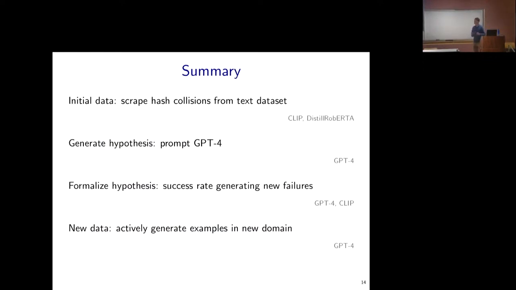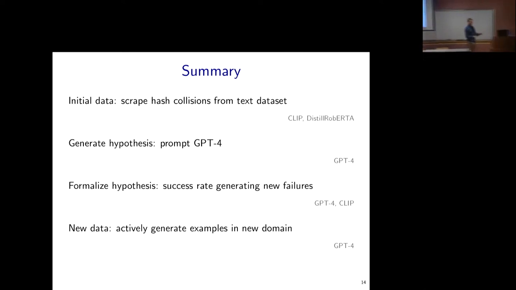Okay, so to summarize, we did all four steps of the statistics pipeline. To get initial data, we scraped hash collisions from a text data set. To generate hypotheses, we prompted GPT-4. We formalized the hypothesis by looking at the success rate for generating new failures. And for new data, we actively generated new examples in this new self-driving domain. One thing I think is interesting here is that a lot of this was just prompting and embedding, but not in a naive way. We're having all these models work together in harmony to do something you couldn't necessarily get from just a single prompt.